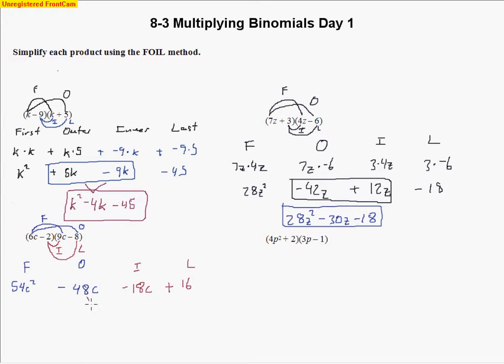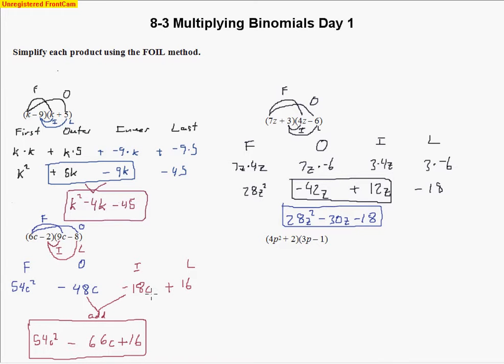So I'll go ahead and collect these. Now notice these are the same sign, so I have to add here. And so I end up with, again, 54c squared. That gets brought down. And then I add these two together, and the sign stays the same. So that makes 16. Carry a 1. 4 and 1 make 5, plus 1 makes 6. So 66c, and then plus the 16. And that's the answer there.